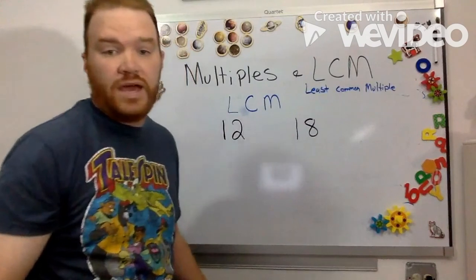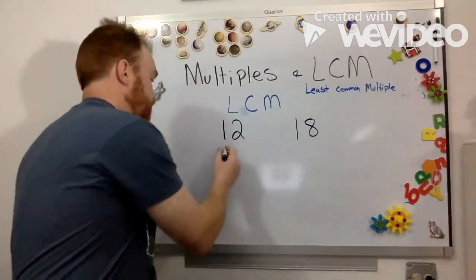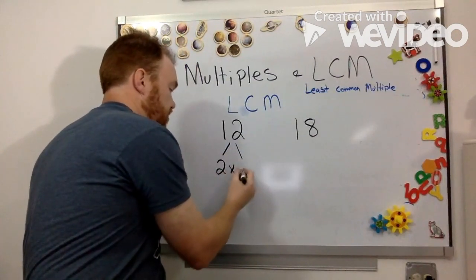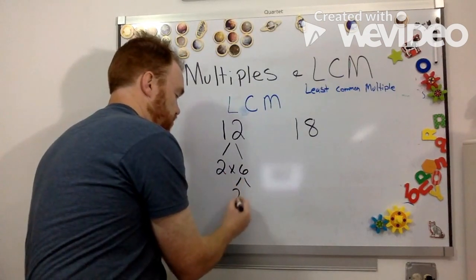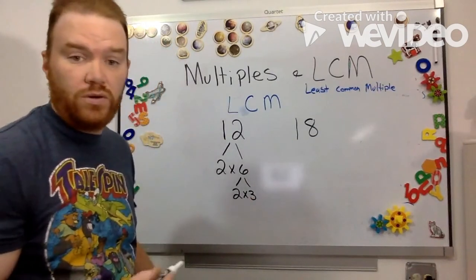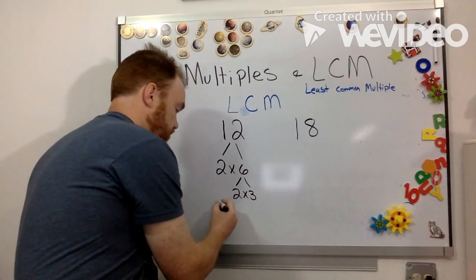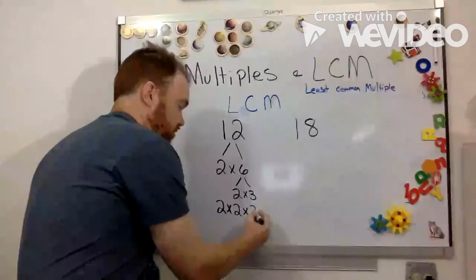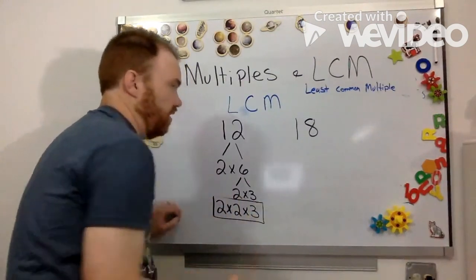Okay, I'm going to go ahead and do a factor tree for 12 first. I'm going to break it into 2 times 6, and then 2 times 3. Okay, so 2, 2, 3, right? So 2 times 2 times 3 is my prime factorization of 12.